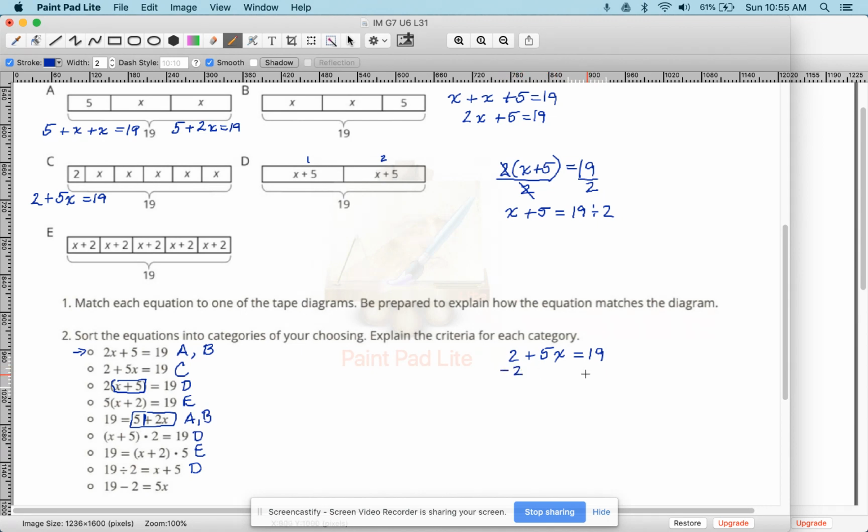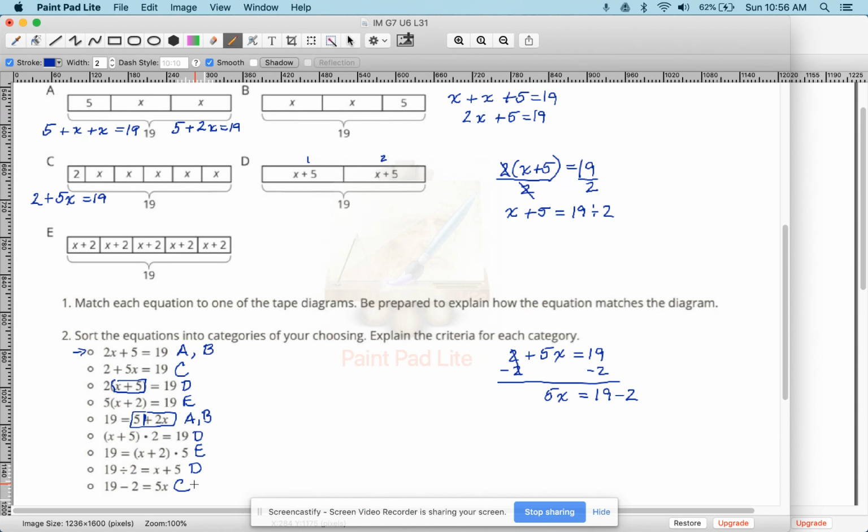So I'd subtract 2 from both sides, and I would get 2 minus 2 is nothing. I would have 5x by itself, and what I have over here is 19 minus 2. And what they're doing here is they're showing you one of the steps. So that would be letter C.